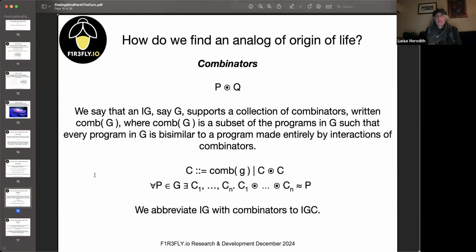So what I'm going to say is that an interactive GSLT, so an IG, supports a collection of combinators, which we will write com of G. So com of G is going to be a subset of the programs in G, such that every program in G is bisimilar to a program made entirely by interactions of the combinators. So in symbols, if com G is some subset of programs of G, then for any program P in G, there exists some collection of combinators such that when they are interacting together, it reproduces the behavior of that program P. We're going to abbreviate an IG with combinators to an IGC.